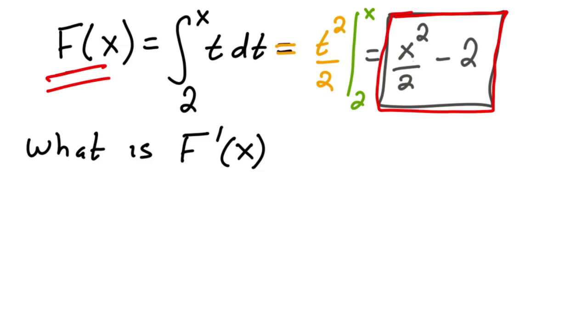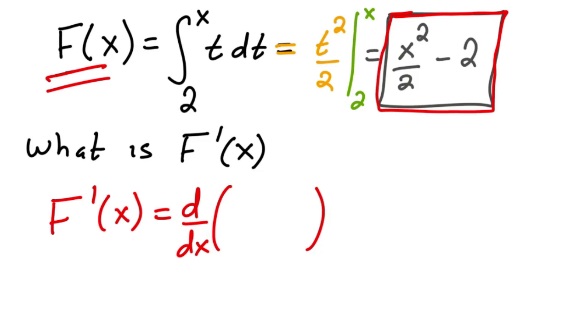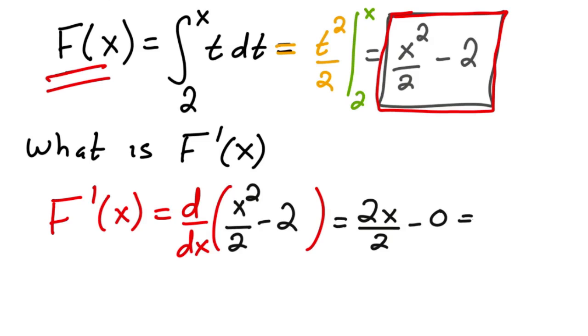So basically, if you plug in 3 into here, the number that you get is the area underneath t from 2 to 3. If you plug in 4, you would get the area underneath the curve from 2 to 4, and so on and so forth. Okay, so capital F prime of x is equal to, well, that's just the derivative of this, right? So let me just write it longhand. I know this is a simple example, but it's important to go through it. So x squared over 2 minus 2. So the derivative of this is 2x over 2 minus 0, which is equal to x.